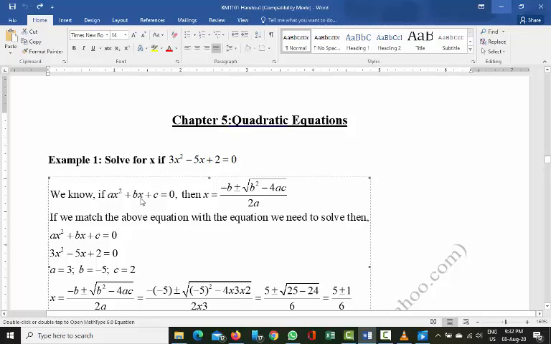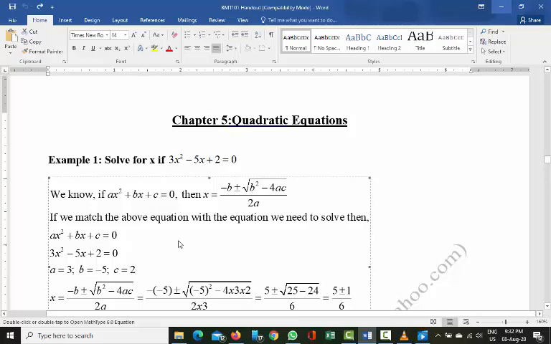Again, here with only the variable, we have b. With no power, that means with only x, we have minus 5. So b is minus 5, and the remaining part without the variable will be c. So here c is 2.